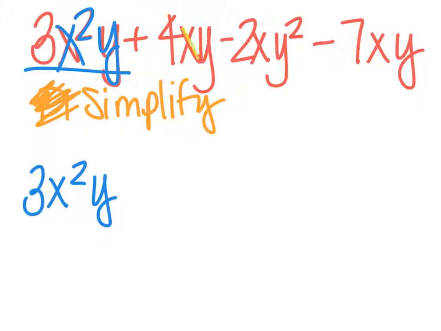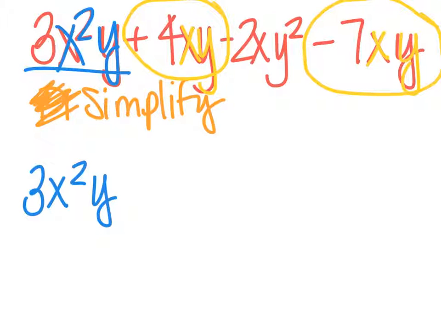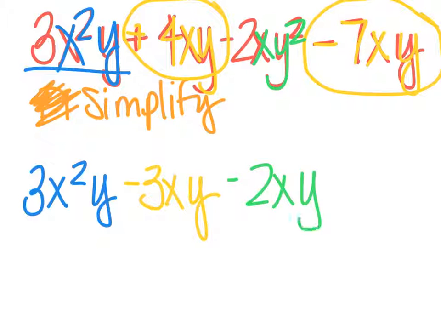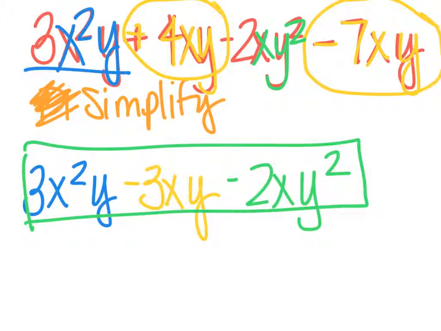I have 4xy, and notice that I also have negative 7xy. So that means 4xy and negative 7xy are like terms. So we have a positive 4 minus 7. 4 minus 7 is going to give us negative 3xy. And then lastly, I have my xy squared. There's nothing else for it to go with, so it's going to be part of my answer, negative 2xy squared. So my final answer would be 3x squared y minus 3xy minus 2xy squared.